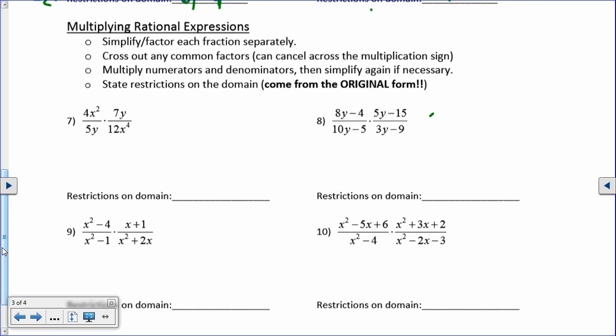Alright, so for this one I have two rational functions that have nothing but monomials. Do you guys see anything that can cancel? And it doesn't have to be just within one fraction. You guys can cancel diagonally. The 4x squared and the 12x to the 4. What would be left over if I cancel those? The 4 goes evenly into the 12, right? So there's only a 1 left here.